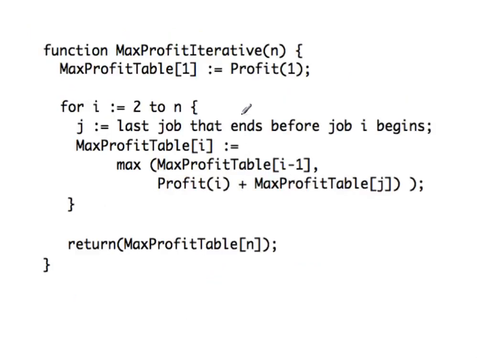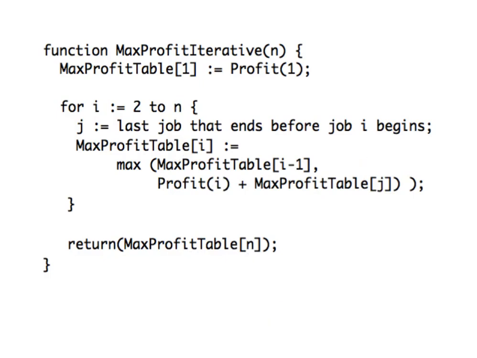So here is the iterative version of the memo table algorithm. We initialize the table entry 1 to be the profit at 1. Now for 2 to n, as before, we compute j to be the last job that ends before job i begins. And we can now directly assume that max profit table of i minus 1 and max profit table of j exist, because they are of smaller values and have already been computed in this loop. So we can directly compute max profit table of i as the maximum of these two quantities and update the table entry at i. And at the end of this loop, we just have to return the max profit table entry at n.